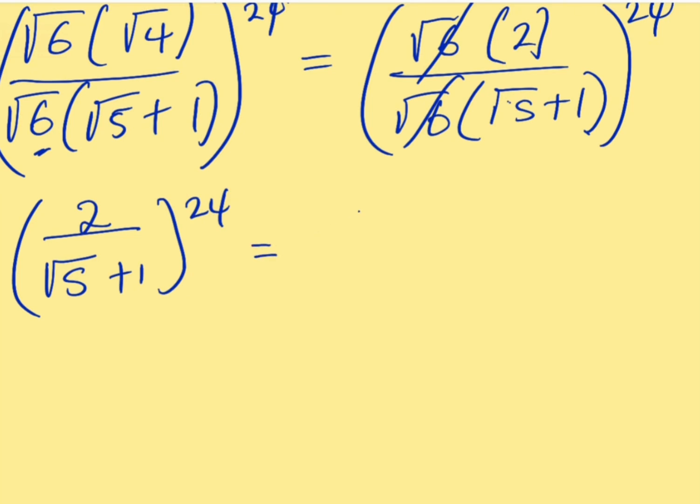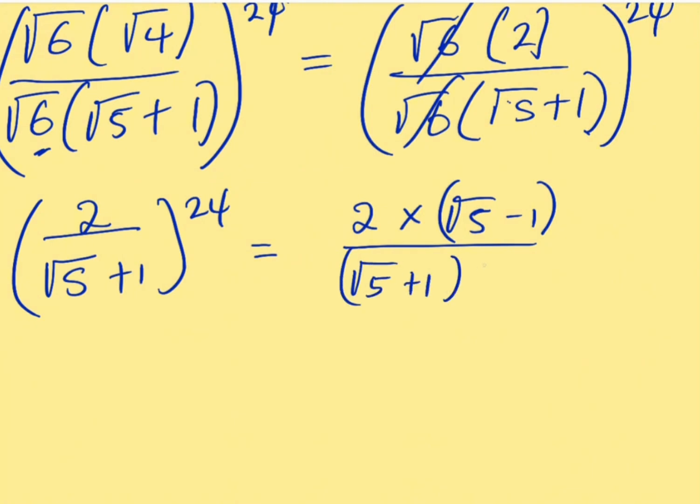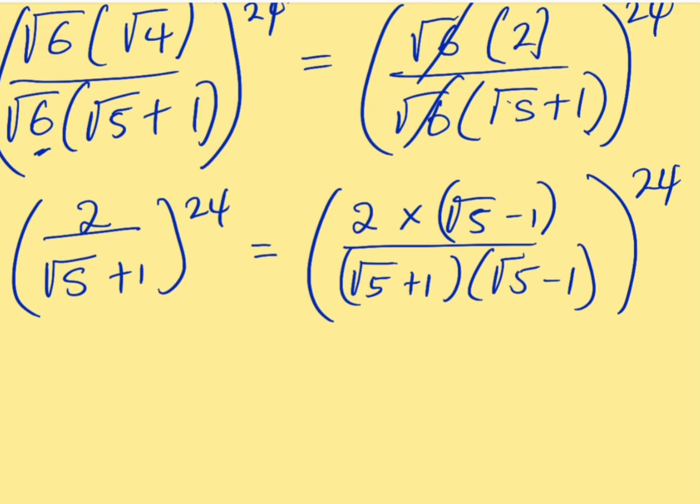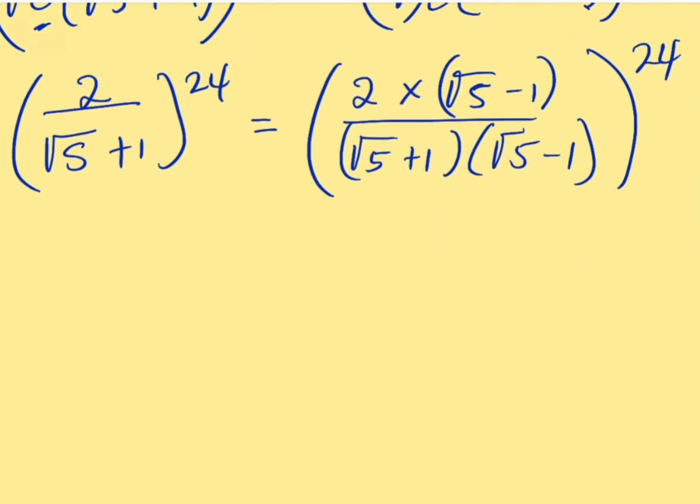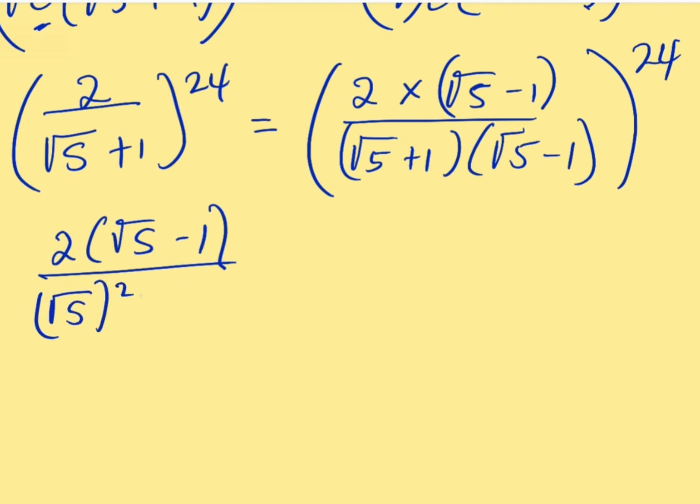Now let us rationalize. This is equal to 2 times square root of 5 minus 1 over square root of 5 plus 1 multiplied by square root of 5 minus 1. I am rationalizing by multiplying by the conjugate of the denominator, then raised to the power of 24. In the numerator, this is 2 bracket square root of 5 minus 1 over, in the denominator, that's a difference of 2 squares, which is square root of 5 squared minus 1 squared. Remember, everything to the power of 24.